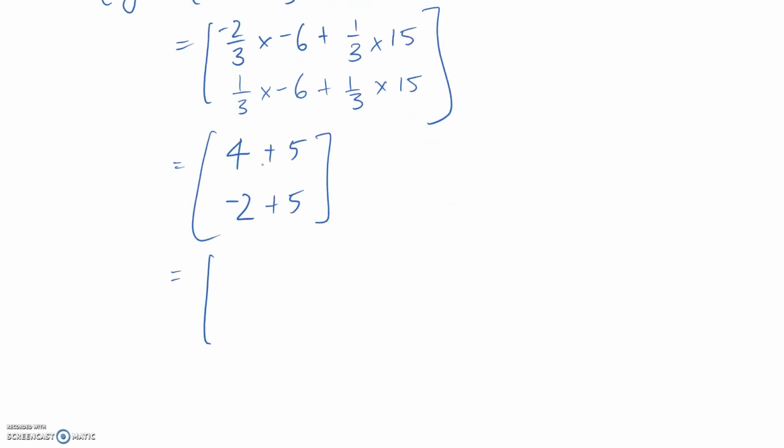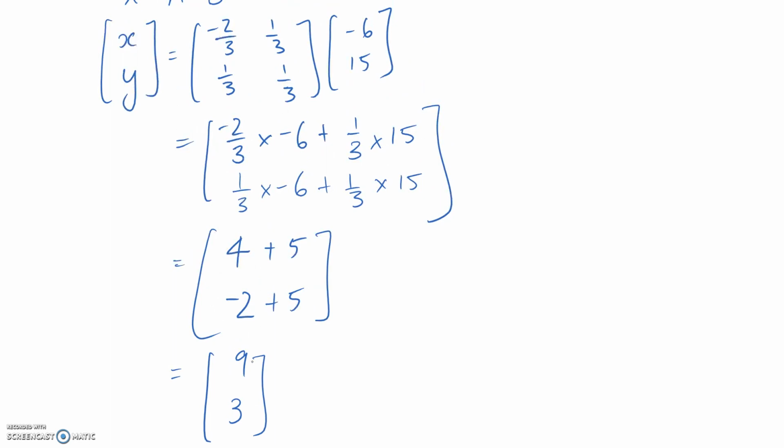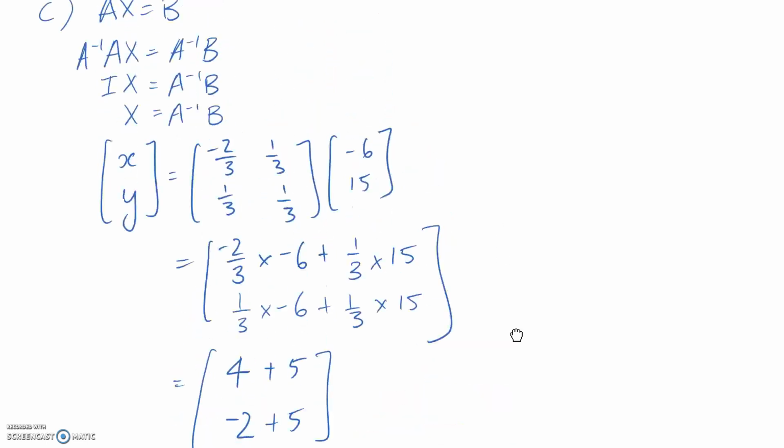So putting it all together, we end up with 9 and 3 for our answers. So these are corresponding to the equivalent elements in this other matrix. So the first one, x, is equal to the first one here, 9, and y is equal to 3. So that's our solution to the simultaneous equations.